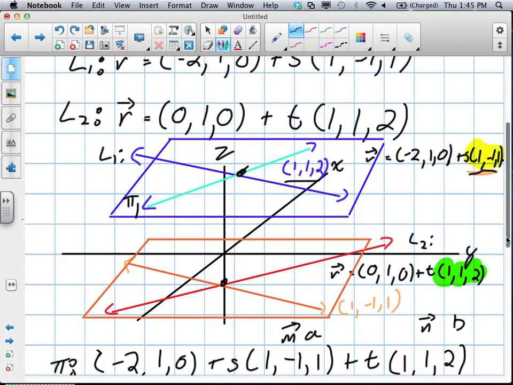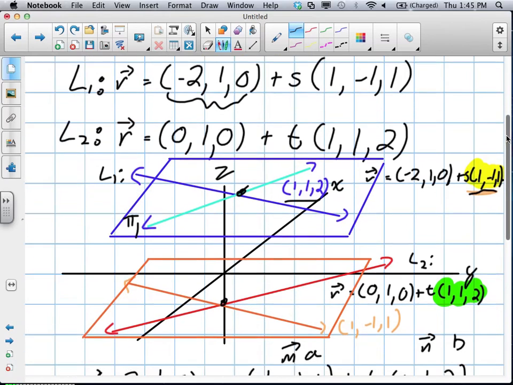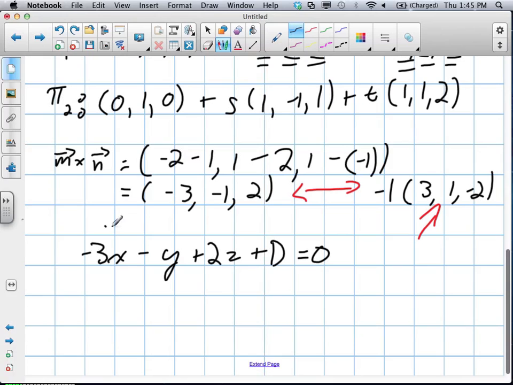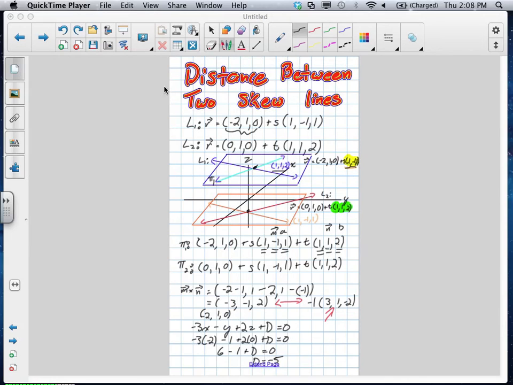Okay? So we're going to take the very first point they've given us, negative 2, 1, and 0. We'll use that as our values to plug in for x, y, and z. So negative 2, 1, and 0 to solve for d. So negative 3 times negative 2 minus 1 plus 2 times 0 plus d equals 0. This gives us 6 minus 1 plus d. D is the equivalent of negative 5 in this case. Okay, so we found the Cartesian form of the top plane.